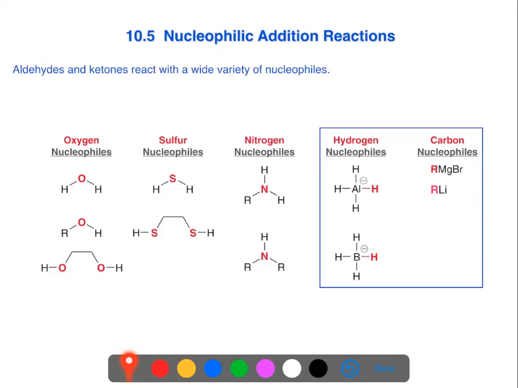Now, there's a wide variety of nucleophiles that we can use in nucleophilic addition reactions of carbonyl-containing compounds. But for this course, we're going to focus primarily on hydrogen nucleophiles and carbon nucleophiles. So we'll look at these two reducing agents, or these hydride delivery agents, aluminum hydrides and borohydrides, and then we'll also look at ways in which we can form new carbon-carbon bonds using carbon nucleophiles such as the Grignard reagent and organolithiums.